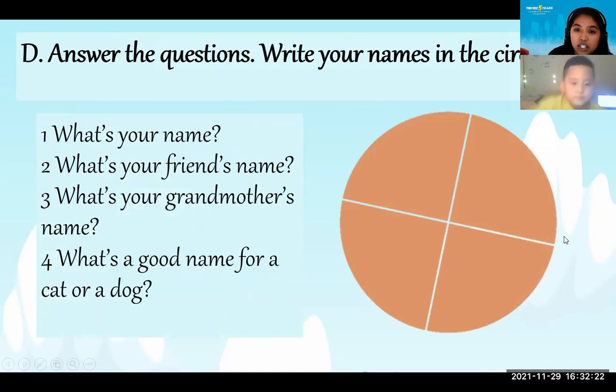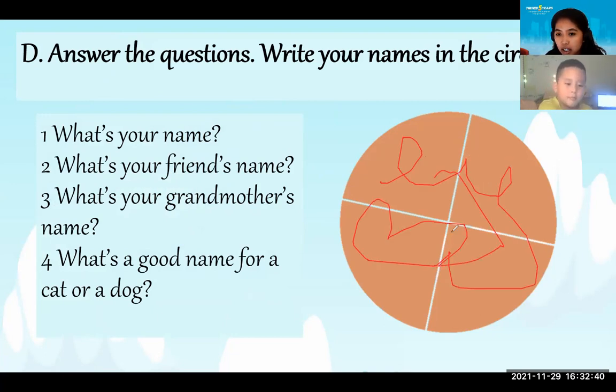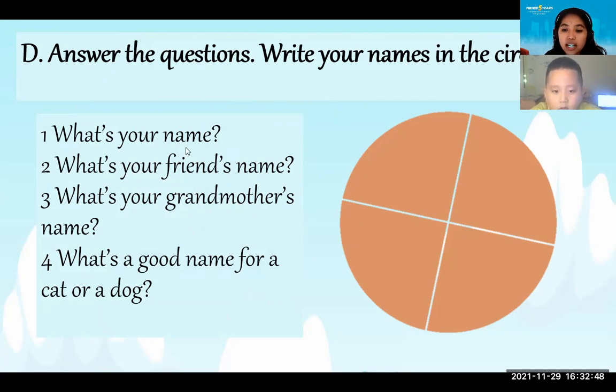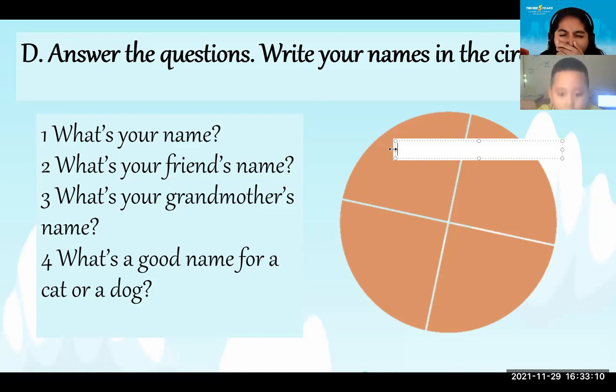Okay. So this time, let's proceed to our party. And you're going to answer the questions then. You write your names in the circle. Can you see the circle? Okay, as you can see, we have a circle on the right side. And you write the names in this circle. Okay? Okay, so what's your name? You write your name. Wait for a while. I'll give you your pen. What's your name? You write your name. Haimin. So you write Haimin in the circle.